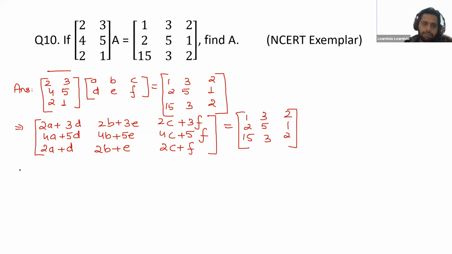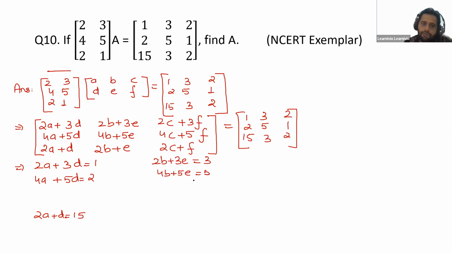So if we equate these with these numbers, then we will get these equations. 2A plus 3D is equal to 1. 4A plus 5D is equal to 2. Last we have 2A plus D is equal to 2. Similarly, from here we will get 2B plus 3E is equal to 3. 4B plus 5E is equal to 5. And 2B plus E is equal to 3. Then 2C plus 3F is equal to 2. 4C plus 5F is equal to 1. And 2C plus F is equal to 2.